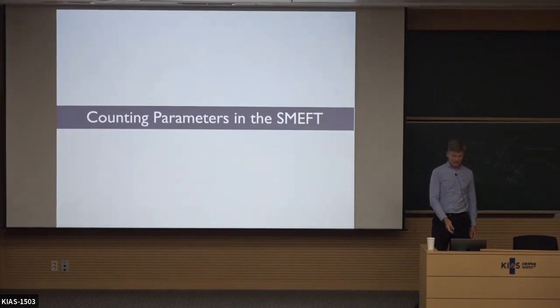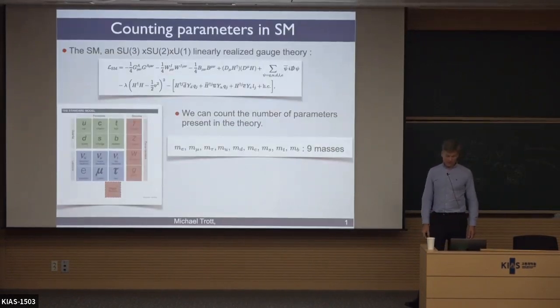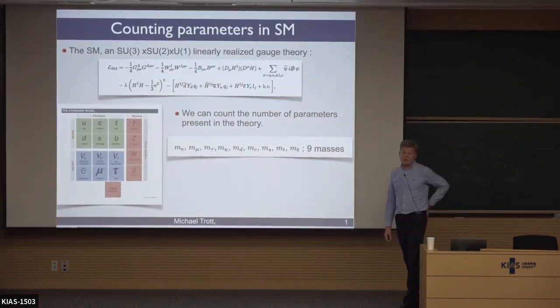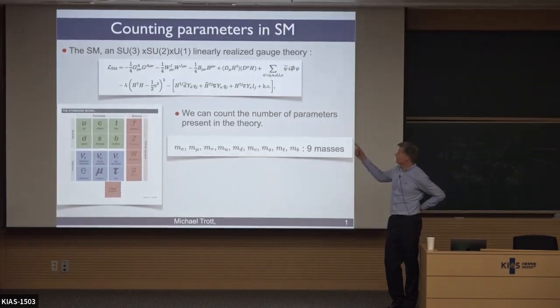Okay, so let's count parameters. Counting is usually easy. Let's count parameters first in the standard model, just to remind ourselves how we do these sorts of things. So the standard model Lagrangian, again, is just given here.